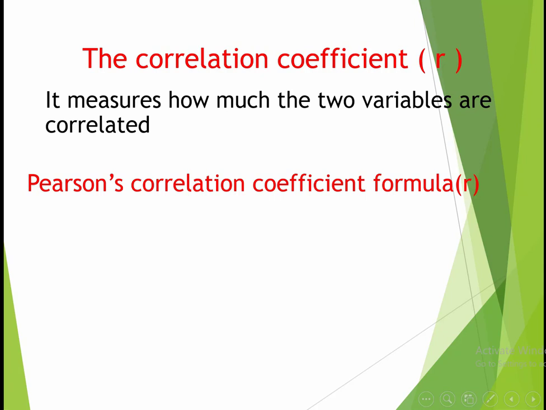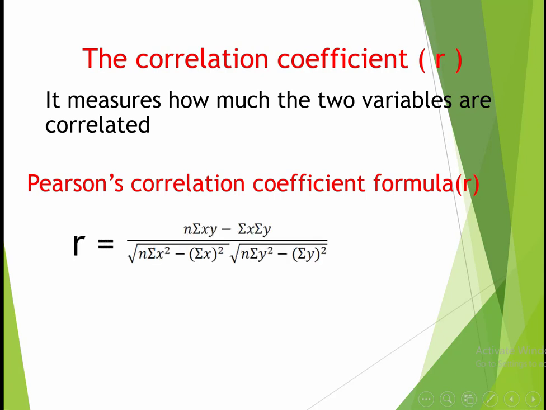Pearson's correlation coefficient has a formula: n sum xy. That sign looks like number 3, we read it as sum. R equals n sum xy minus sum x multiplied by sum y, over the root of n sum x square minus sum x all to the power 2, multiplied by n sum y square minus sum y all to the power 2. There is a difference between sum y square and sum y all to the power 2. Let's see.